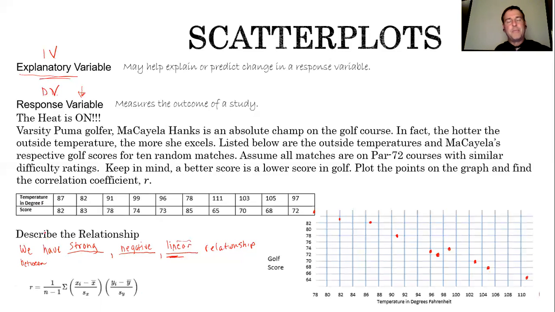and I'm going to write her input values and her output values. So I'll say temperature, outside, and it's in degrees Fahrenheit, and her score.